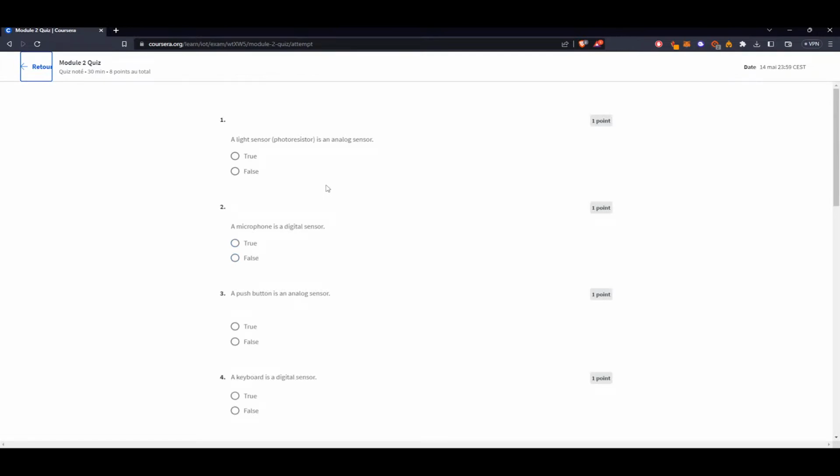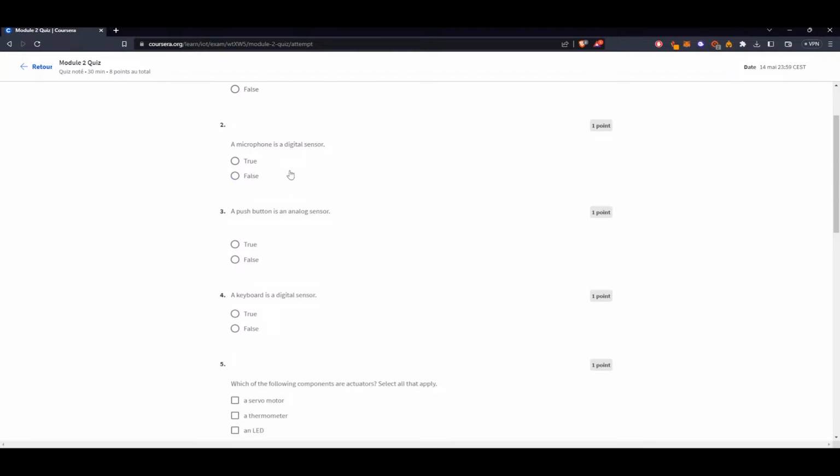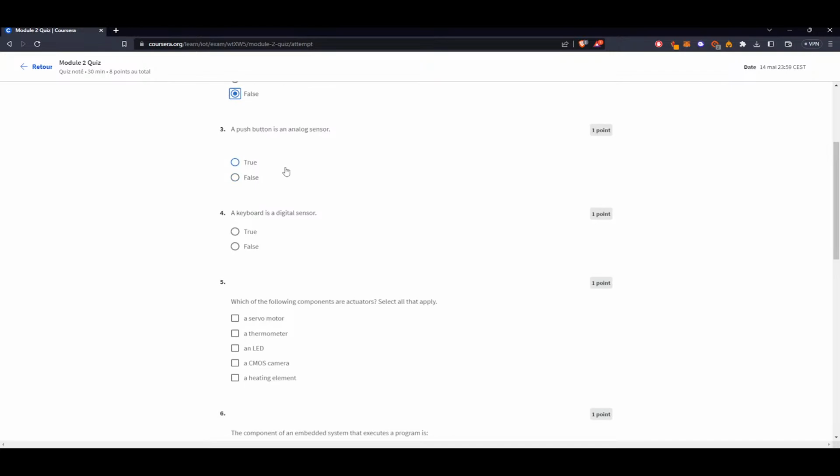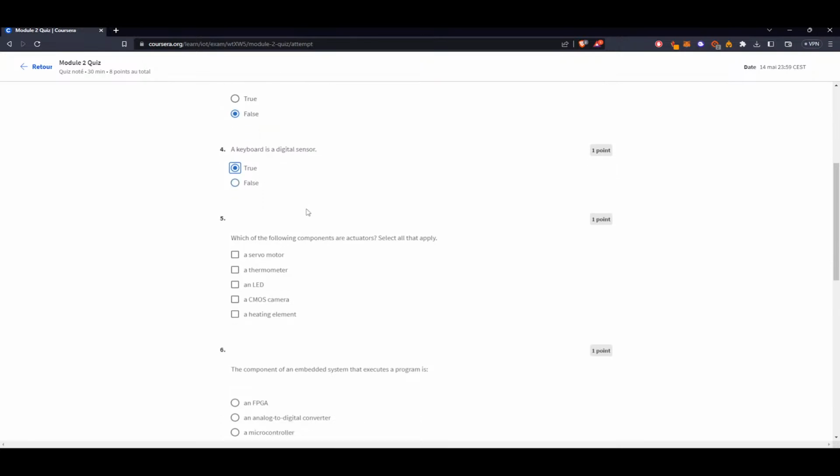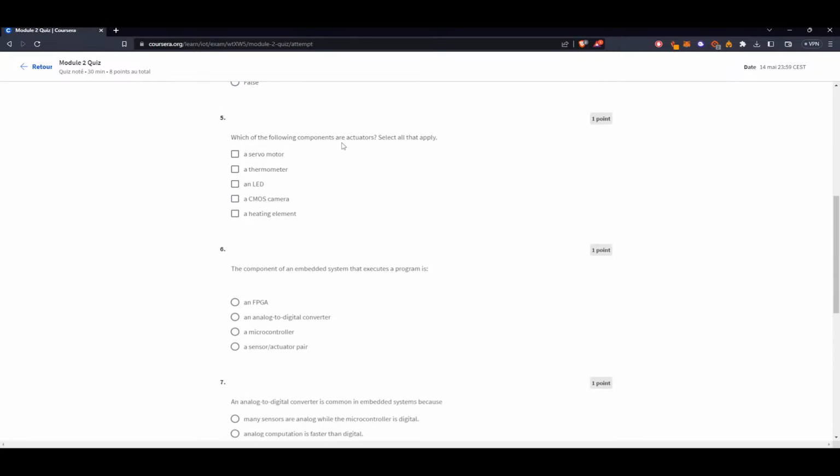A light sensor, photoresistor, is an analog sensor. Light sensor, analog. True. Microphone is a digital sensor. Microphone, false. Push button is an analog sensor. False. Keyboard is a digital sensor. Keyboard, true.